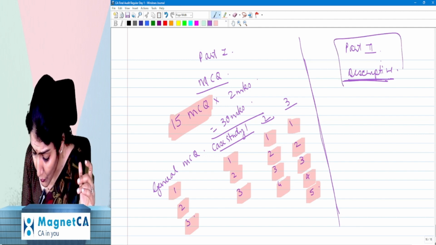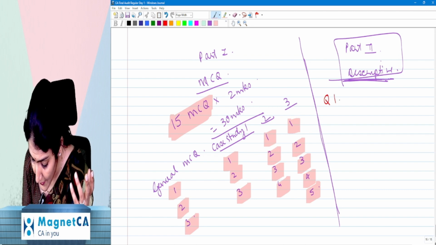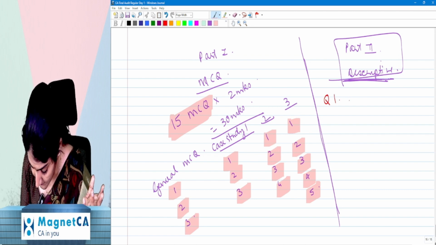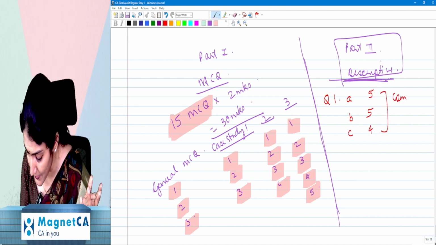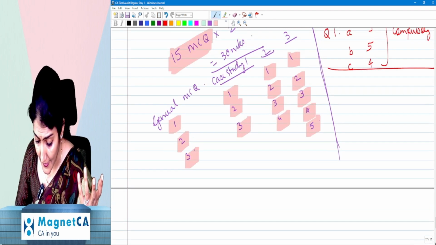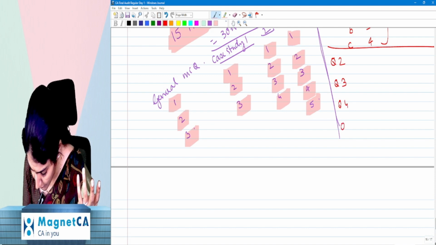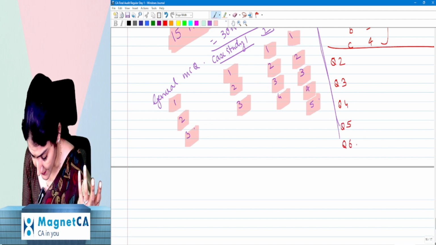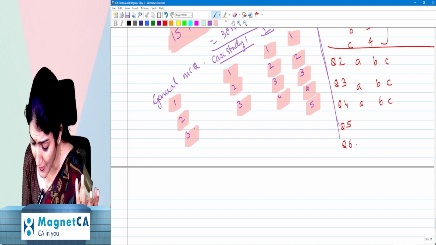Then part 2 of your paper is the descriptive part, in which you have question number 1, which is compulsory. Question number 1 has A, B, C, which is 5 marks, 5 marks and 4 marks, for 14 marks. Then you have question number 2, 3, 4, 5 and 6, all having A, B, C, 5-5-4 or 5-4-5.